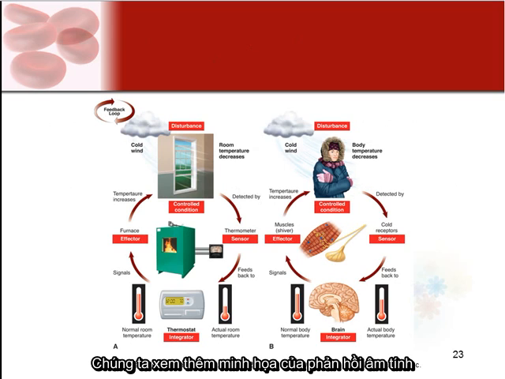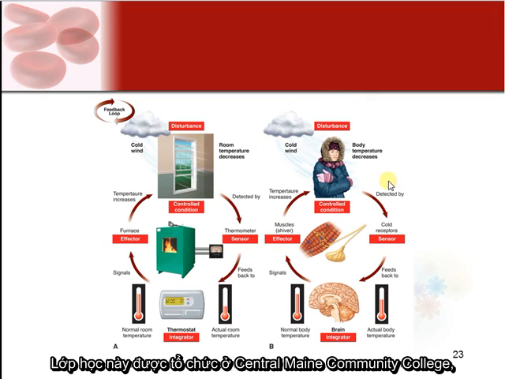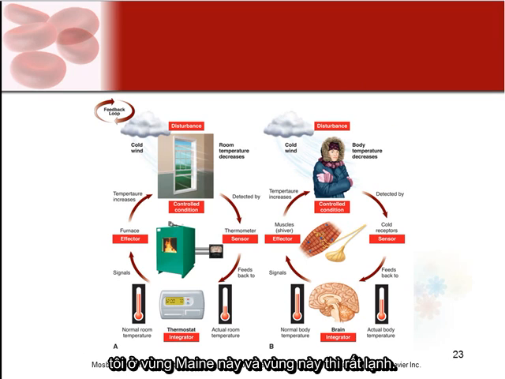But we're going to look at negative feedback loops just a little bit more, because those are the most common ones. So we'll start with the cold example. This class is out of Central Maine Community College. Obviously, we're located in Maine, and as you can imagine, it gets very, very cold up here.